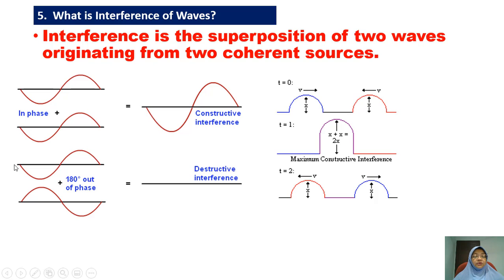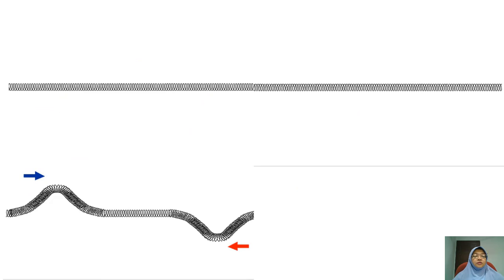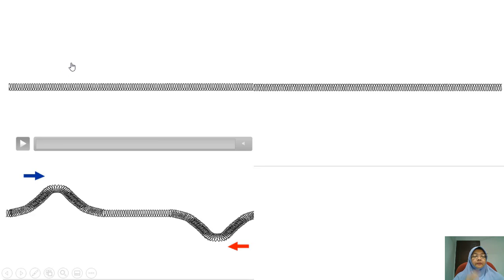Another one, we have a trough meeting a crest, crest meeting trough. This is what we call out of phase. This is what we call destructive interference, when the amplitude is equal to 0. So we start with this video first.